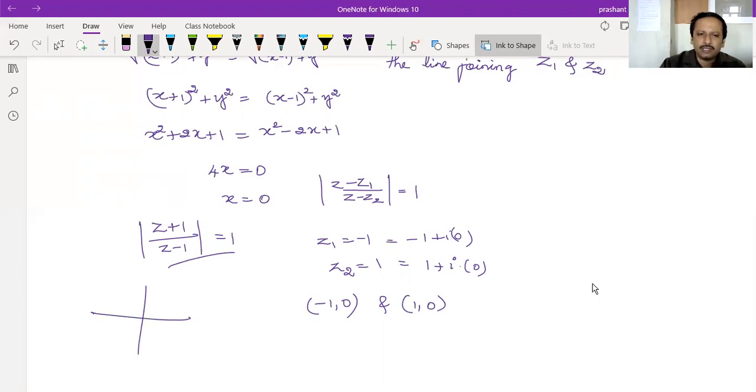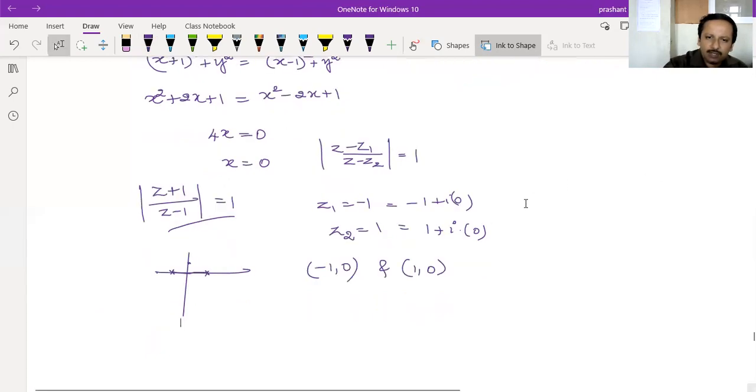Here is minus 1, 0 and here is 1, 0. The perpendicular bisector of the line joining these two is nothing but the y-axis itself. The y-axis is the perpendicular bisector of the line joining these two. So that's the answer. In that way also, we can answer this question.